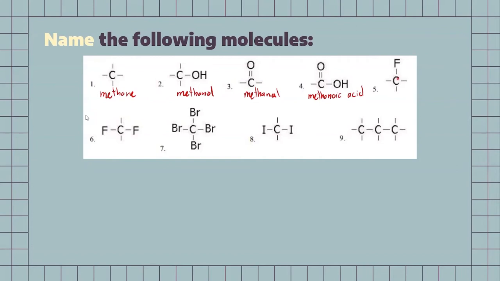Next, still have just 1 carbon, so it's going to be a form of methane. But now we have 1 fluorine attached. So the name for it would just be fluoromethane or methyl fluoride, just depending on when you learn the naming. For our next one, we have 2 fluorines. Because there's only 1 carbon, we don't have to number where they're going to be. So it's just going to be difluoromethane.